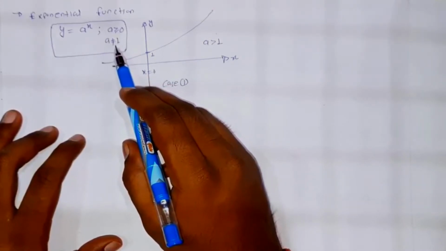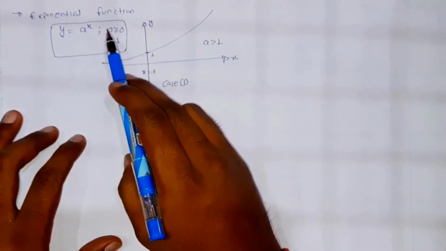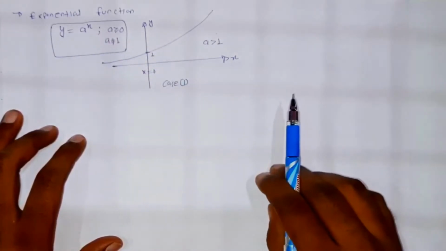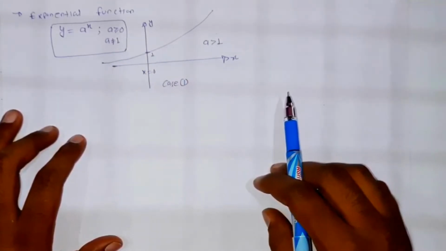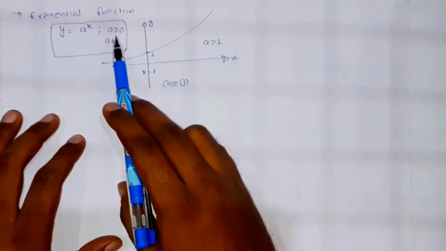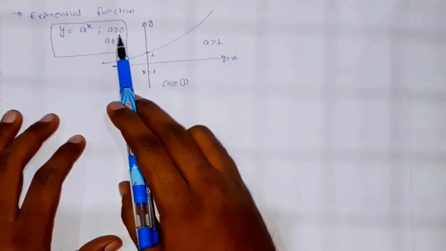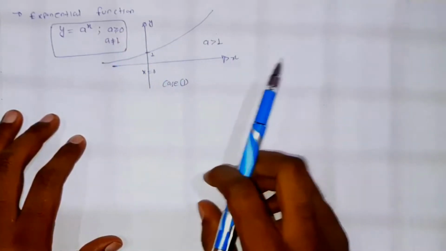Because if a is equal to 1, then y is equal to 1 to the power x. Then whatever the value of x, there will be no meaning. y will be equal to 1. So here we can say that a should not be equal to 1, and a should be greater than or equal to 0. I hope it is clear to all of you.